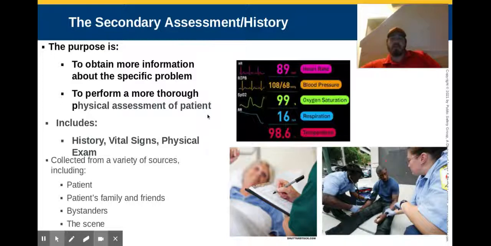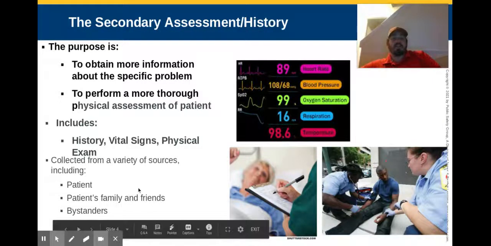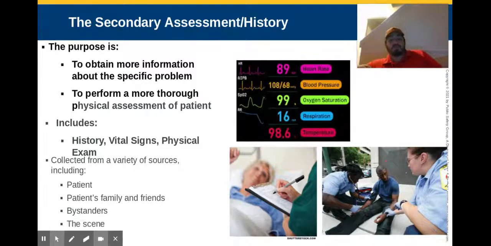It's important to remember that we might get this information for the secondary assessment, especially the history, from the patient, hopefully. But a lot of times we may not be able to, if they're unresponsive or have an altered mental status. They're not really sure what's going on, and they can't even tell us what's wrong or what medications they take. So we might have to get it from the patient's family and friends, or from bystanders who saw what happened, if it's some sort of accident or injury, or maybe they saw the patient acting funny before they went unresponsive.